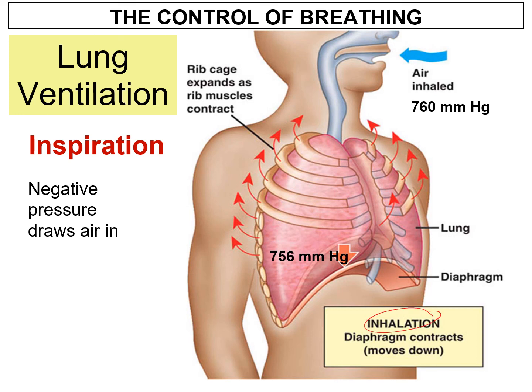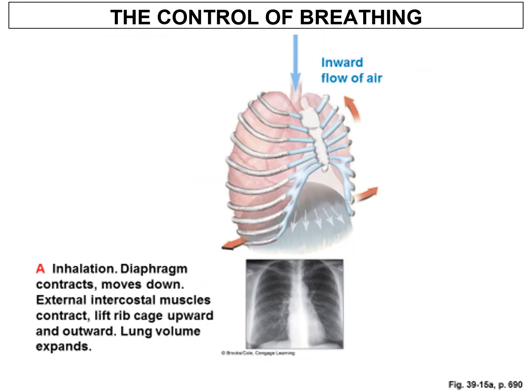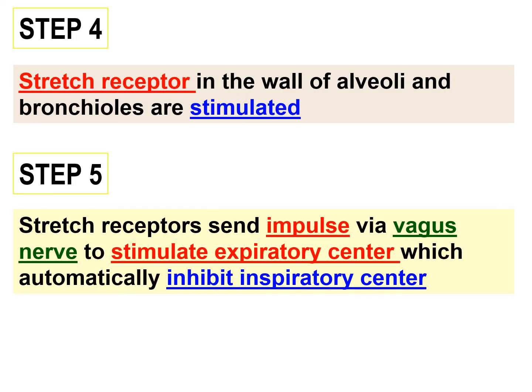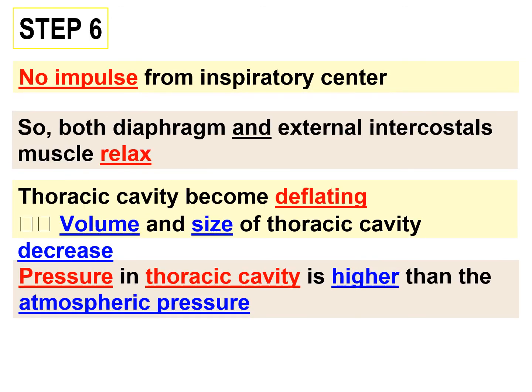Then during inhalation, diaphragm contracts, moves down, so that it will increase the volume of the thorax. Then stretch receptor, when we inhale, stretch receptor in the wall of alveoli and bronchioles will be stimulated to send impulse via vagus nerve to stimulate expiratory center and inhibit inspiratory center. So no impulse from inspiratory center. Both diaphragm and external intercostal muscle will relax.